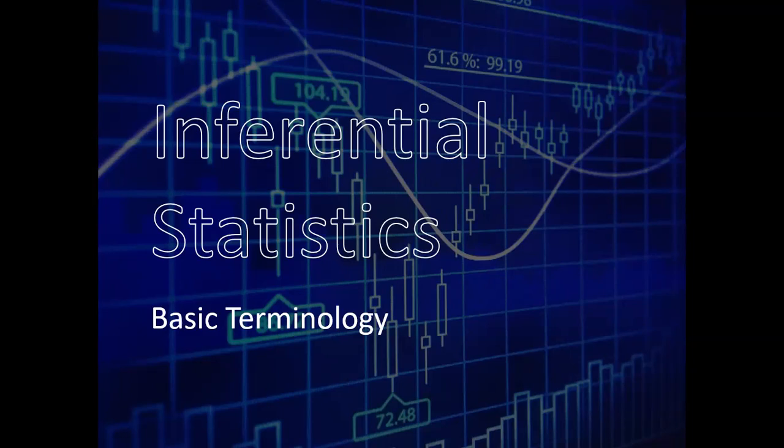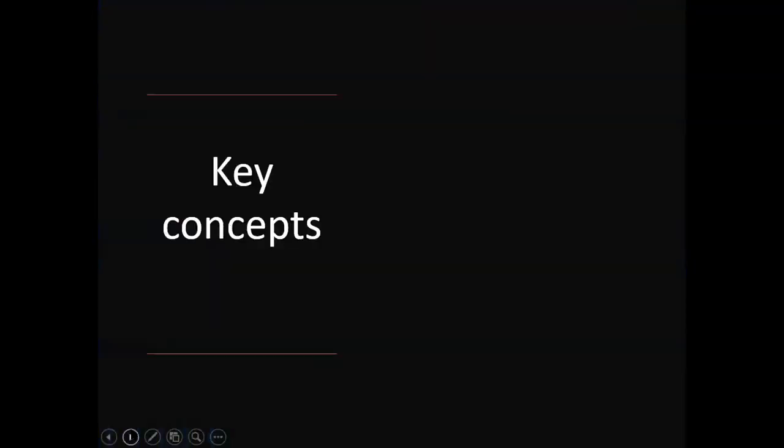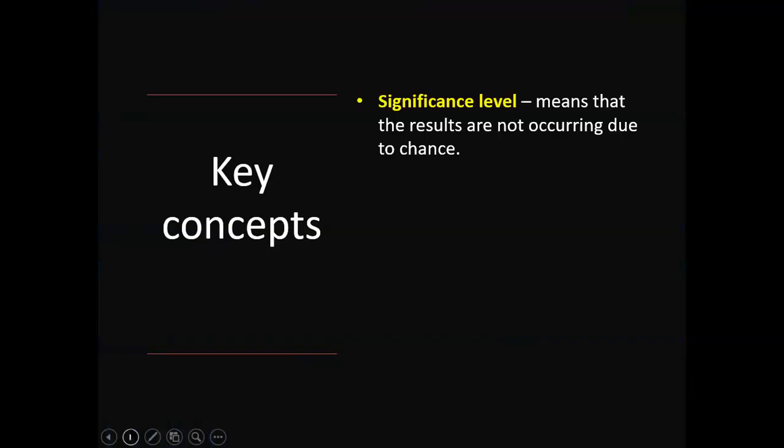But before we start getting into those, we're just going to introduce you to some basic terminology that you need to start to become familiar with. So let's look at a few key concepts along with this. Our first key concept is the term called significance level. Significance level means that the results are not occurring due to chance. They just haven't happened by luck. When we find significance levels, that allows us to say, yes, our alternative hypothesis is correct.